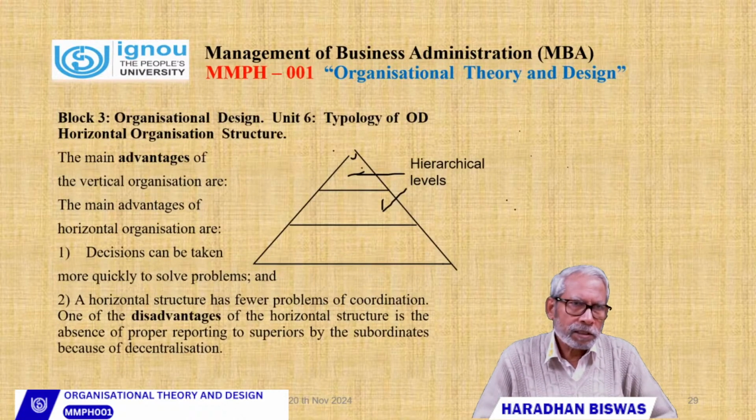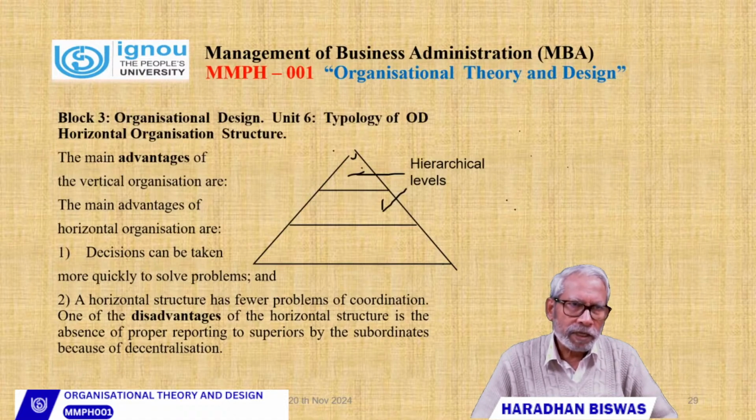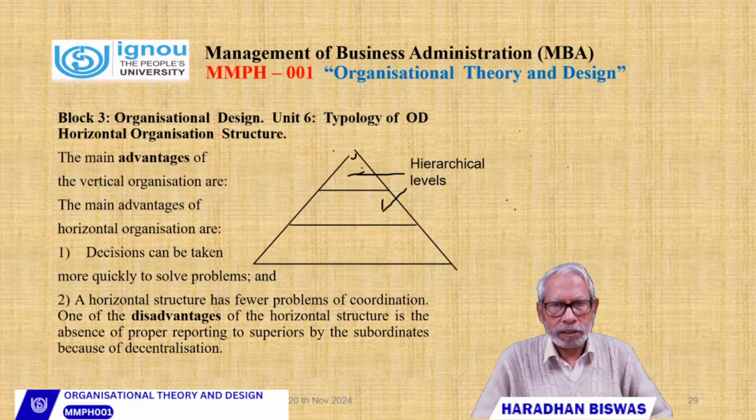Now you see in this case the levels are reduced, hardly 1 or 2 levels are there. It is the main advantage of horizontal organizations. Your decision making can be taken very quickly because there are only 1 or 2 levels. So in horizontal structures there are fewer problems of coordination. There is not very much coordination required.